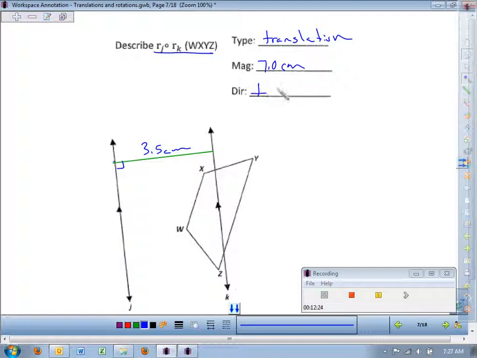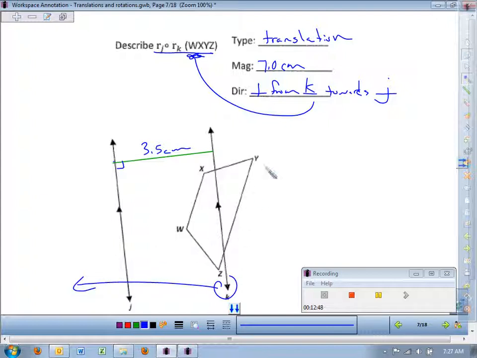Direction: perpendicular from blank towards blank. Now all I have to do is fill in the blanks by reading the composite. You do that by reading the composite and figuring out which line comes first. If J is following K, that means K comes first, J comes after. Since K comes first, circle K, and that thing's going to go that way. This quadrilateral would slide 7 centimeters that direction, perpendicularly from K towards J. Fantastic. Those were translations, because the lines that we were reflecting over were parallel to each other.